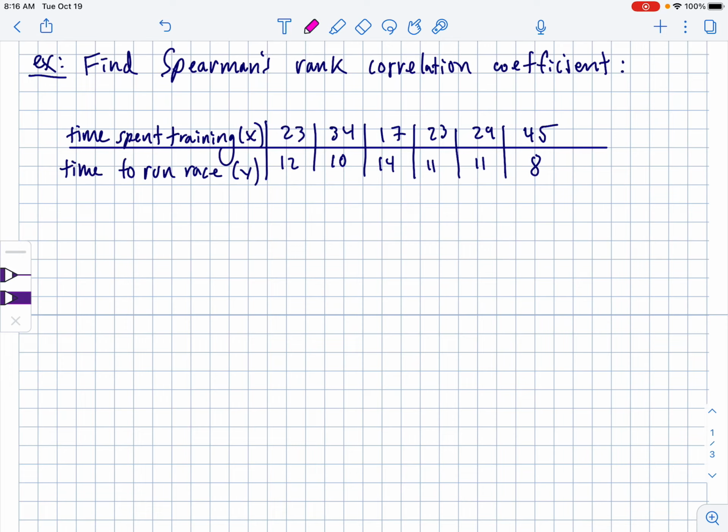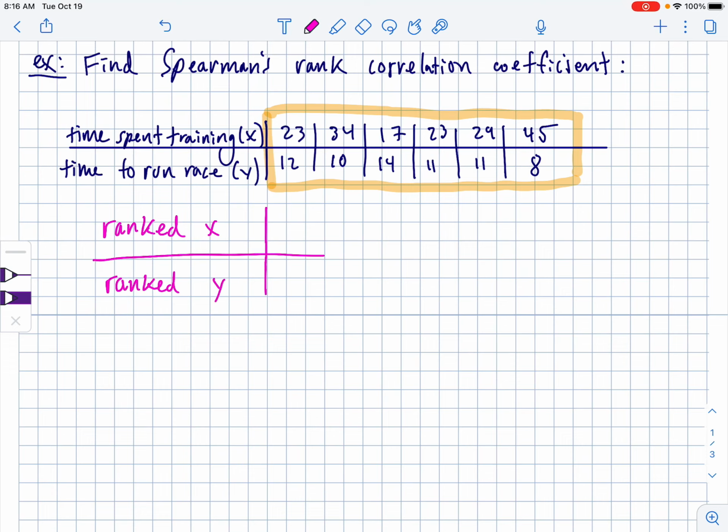So I'm going to show you how to find Spearman's rank correlation coefficient. There are a lot of commonalities in how you find it. We're still going to use a TI-84 graphing calculator, but you don't put the actual data into the calculator. What you have to do is rank the data. So here's how you make rank data. We're going to rank the x's and then rank the y's.